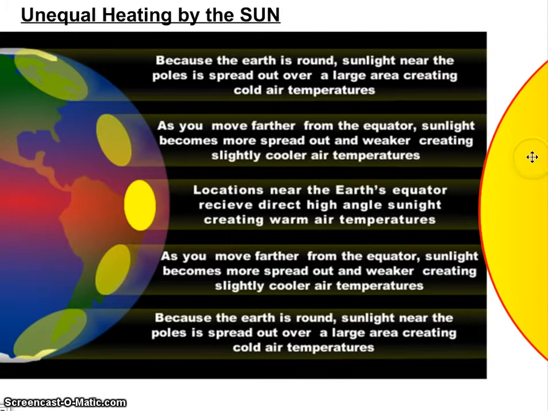So you can kind of envision the sun as being like a giant blowtorch, and the area that's directly in front of it is going to receive most of that heat, whereas the areas that are a little bit further away, being the poles, aren't going to receive as much of that intense heat.